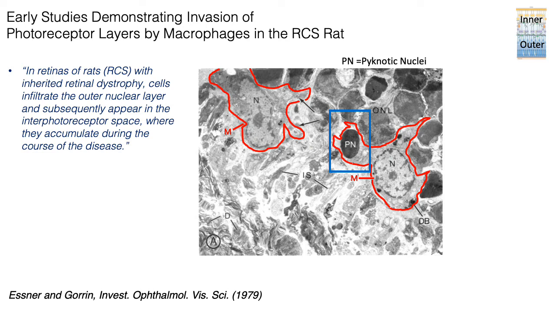Macrophage involvement in retinal degeneration was actually appreciated quite early. In fact, in the 1970s, here shown in the RCS rat model of inherited retinal dystrophy, demonstrating the invasion of macrophages in the outer retinal layers where they're not normally residing. And one can see from these micrographs that the macrophages are actually enveloping pycnotic nuclei, suggesting indeed that these macrophages are phagocytosing dead and dying cells.